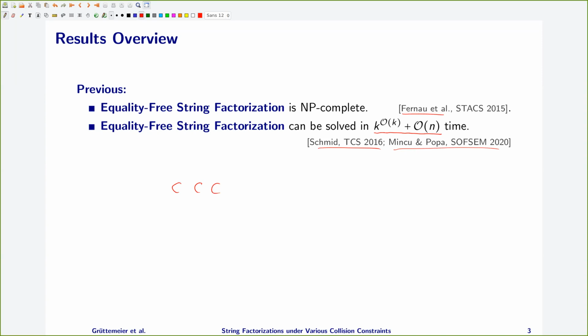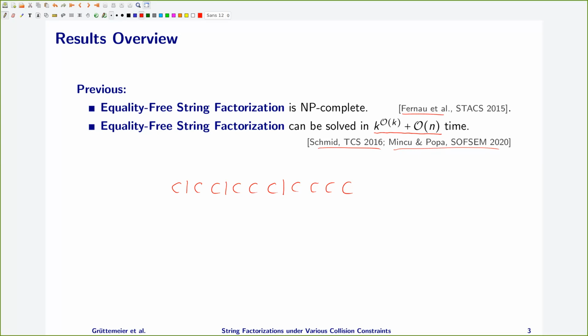So let me describe it briefly. Let's say we have this string, so it's only C's. To make sure that two factors are not the same, it's sufficient to have them different lengths, right? So if they have different length, they are not the same. So what you can do if you have a string is pick substrings of increasing length, and this gives you an equality-free string factorization.